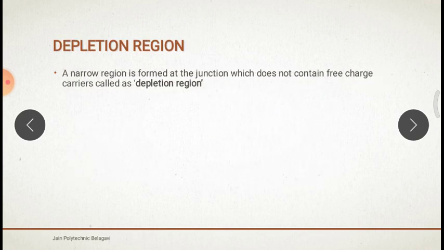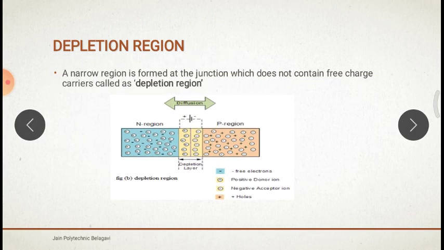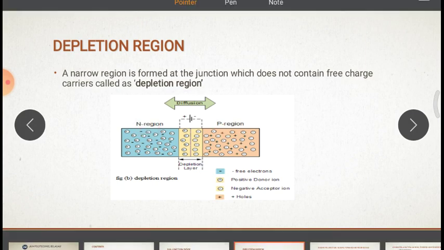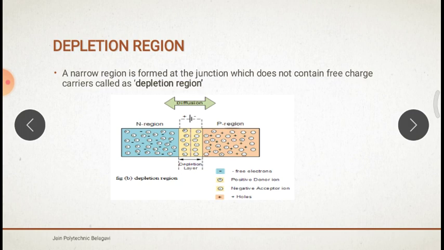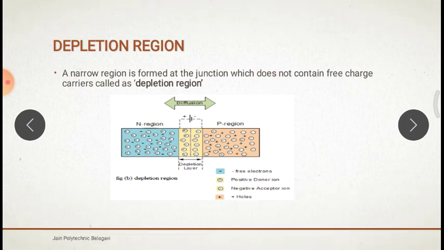Next we'll see what the depletion region is. See here in this diagram, a narrow region formed at the junction which does not contain any free charge carriers is called the depletion region. See here, P region, N region. In N region, electrons are the majority charge carriers and holes are the minority. In P region, holes are the majority charge carriers and electrons are the minority charge carriers. Due to this difference in concentration, diffusion takes place. Always, if there is any difference in concentration, diffusion will take place.